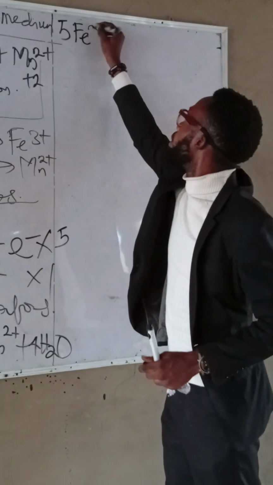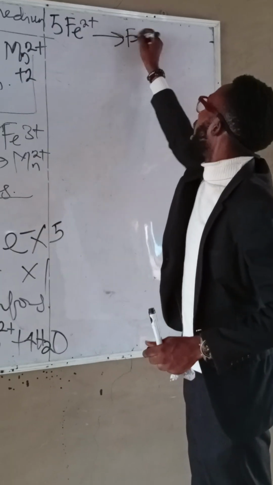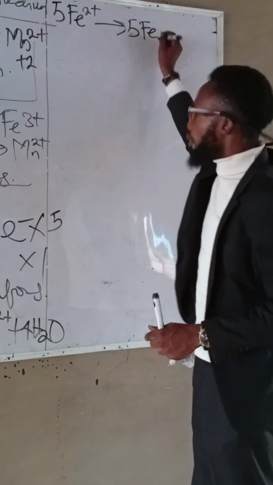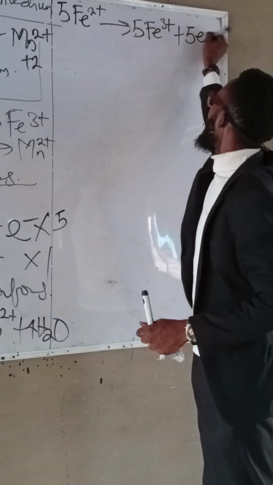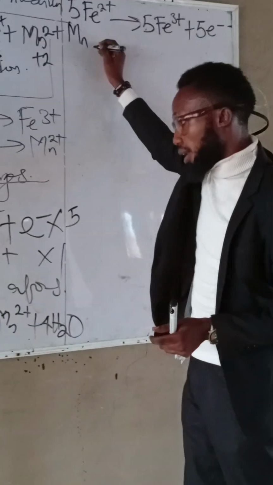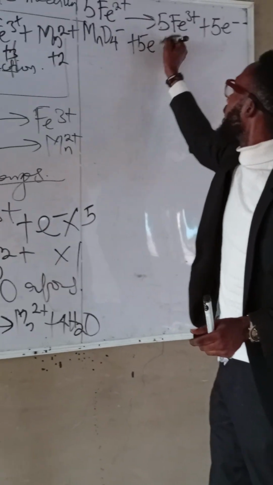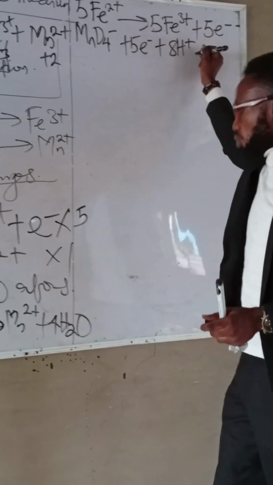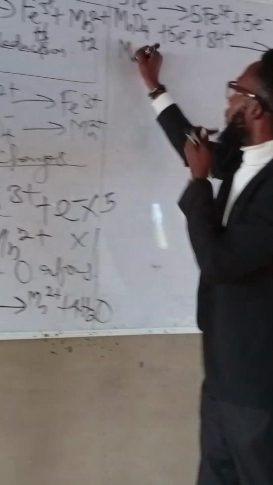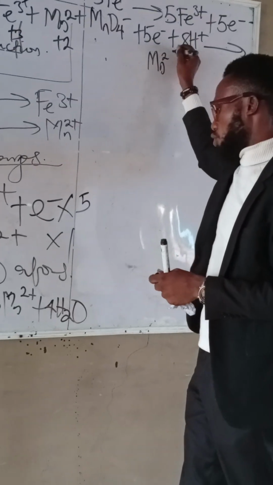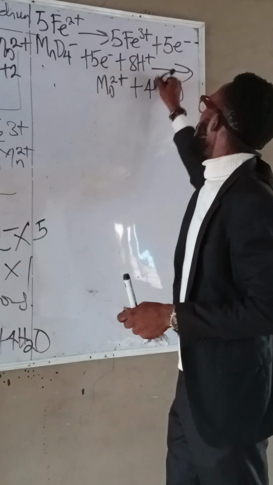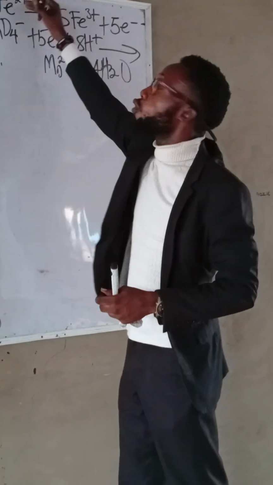Now, if you multiply this all through by 5, what are we going to have? We have 5Fe2+ to give 5Fe3+ plus 5 electrons. Then multiply this one through by 1. You're still going to have the same thing, right? You're still going to have MnO4- plus 5e- plus 8H+ to give Mn2+ plus 4H2O.